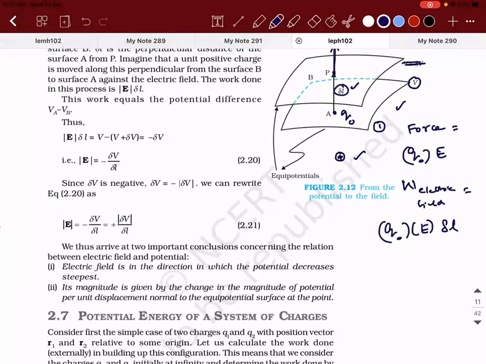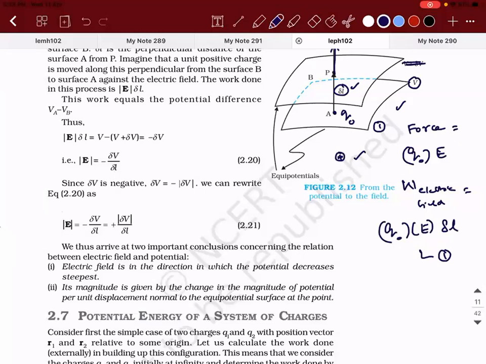Why? Work is F s cos theta, and theta is how much? 0, because you are moving it along the force, so force and displacement are in the same direction. So cos 0 is 1. Can I call this equation number 1? So what did I do? I borrowed the concept of work done from mechanics. That is why I wrote F s cos theta.